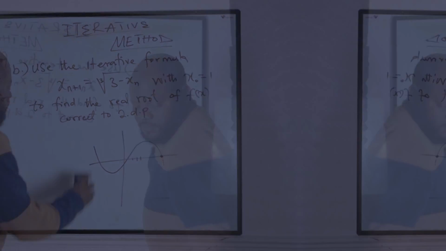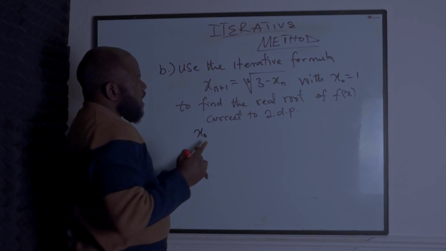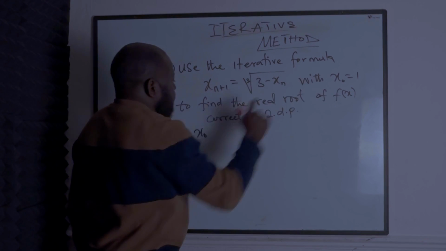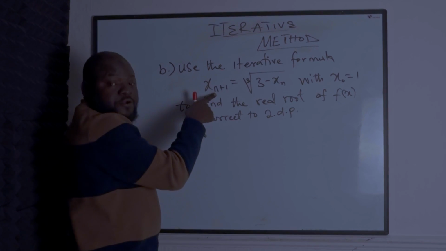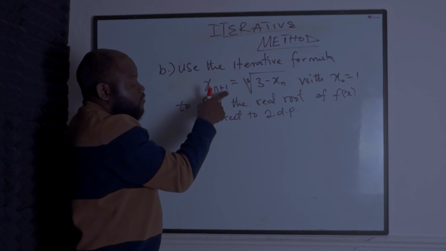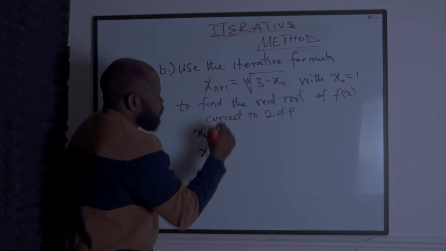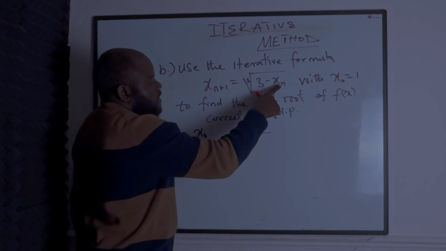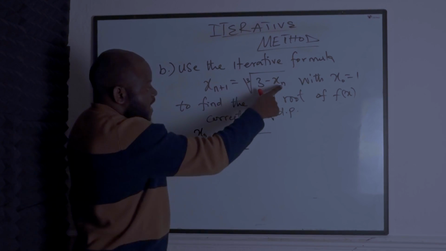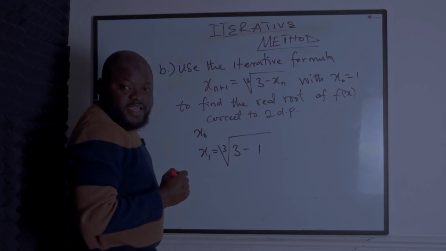So let's do that now. Since it is a sequence, we start with x naught, which is x sub 0. When you put this sub here, it means n. When you put 0 here, you are going to have 0 plus 1, which is what? 1. That means you are having x1 equal to the cube root of 3 minus this xn, which is going to be x naught now, which is equal to what? 1. Are you getting this now?